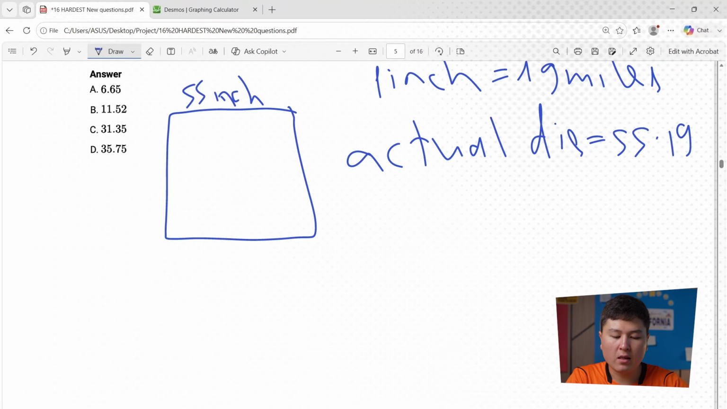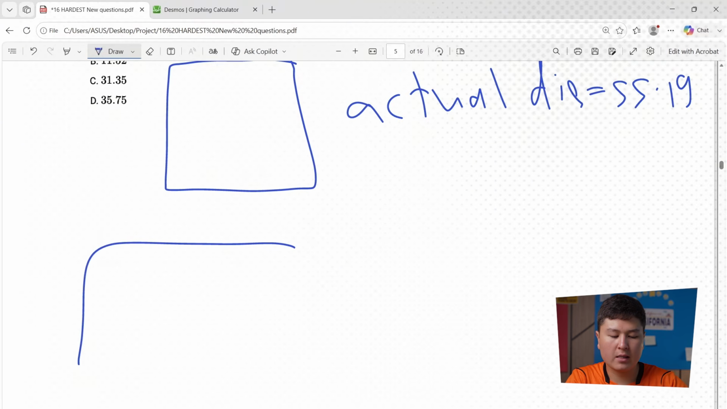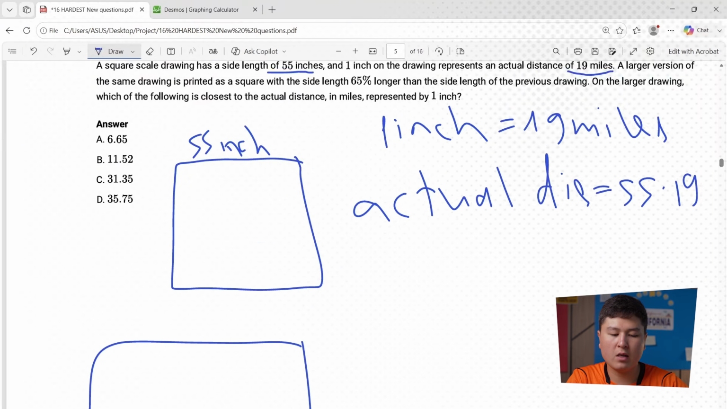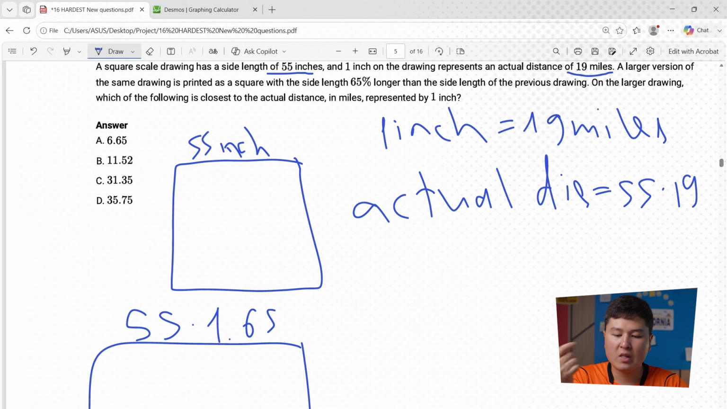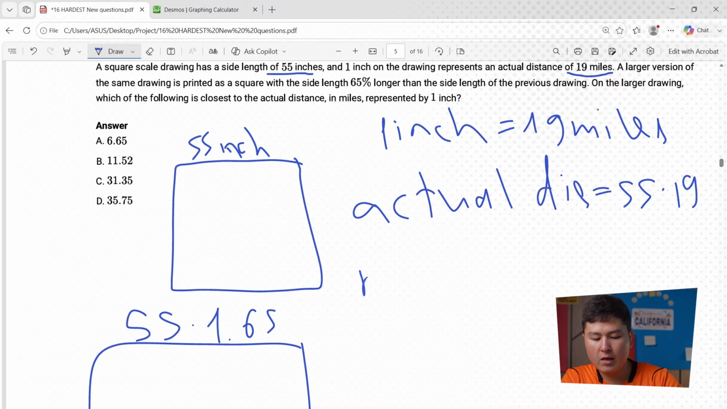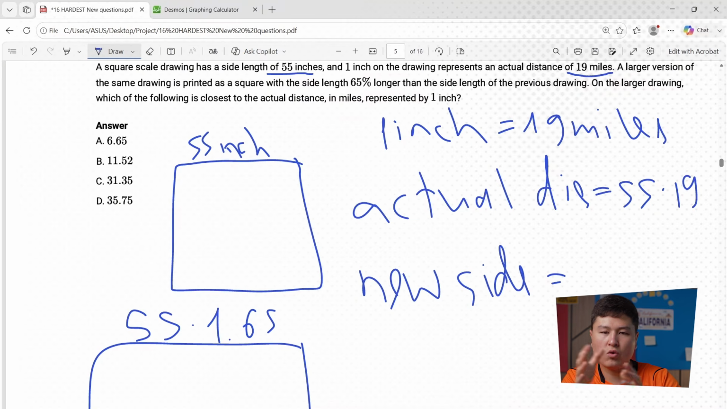And you are having a larger drawing by 65%. So that means the new side length will be 55 multiplied by 1.65, right? You're making it 65% larger. And then the question is asking what 1 inch here equals in miles. So guys, now I'm going to write the new side length. We are making a new drawing, so the new side length is 55 multiplied by 1.65, right?